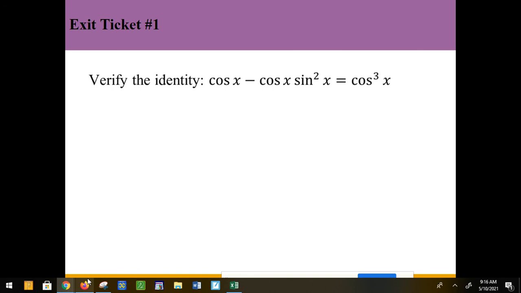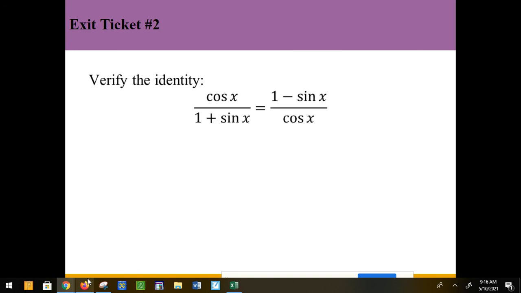So here's what we're going to do. I'm going to give you 2 questions, or 2 identities to prove. You're going to try them on your own. What will be the same is that we will go over it together tomorrow. So with whatever time you have left in class today, I want you to look at this identity, and then there's a second one.